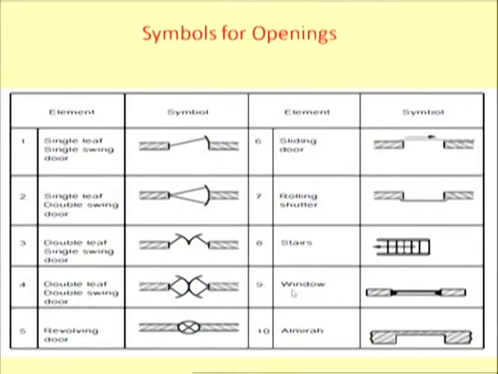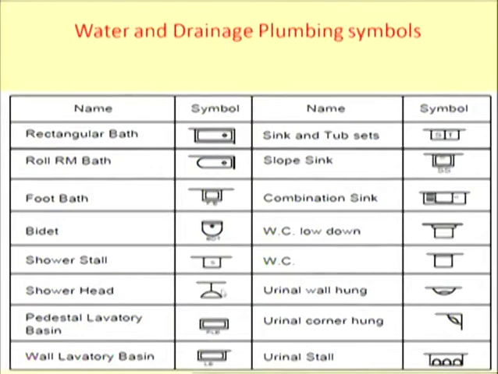Then this is the window. Doors and windows are comprised of two components. One is called the frame, which is fixed with the walls, and another component is the shutter. Shutter is fixed on the frame. Shutter is the movable part. To open or close we will use the shutter. And this is a cupboard. The last item, you can show the cupboards like this. And these are the different symbols used for the different services.